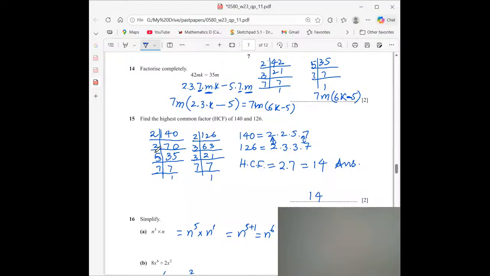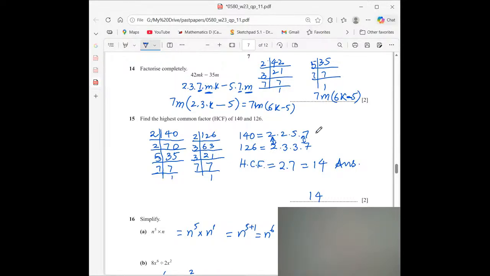Similarly, we divide 126 by 2, we get 63. We divide 63 by 3, we get 21. We divide 21 by 3, we get 7. We divide 7 by 7, we get 1. So the prime factors of 126 are 2, 3, 3, 7. So 126 is also written in its prime factorization form.